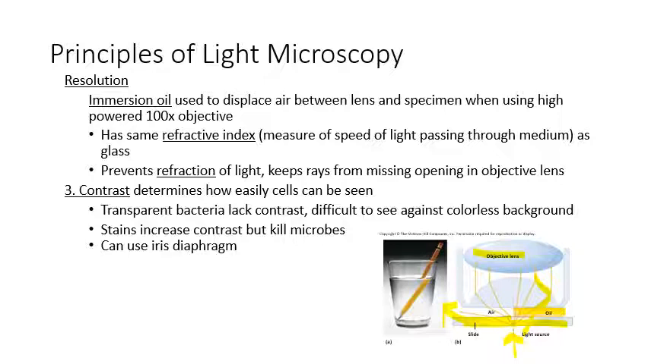Right? And the last concept that we need for microscopy, in addition to magnification and resolution, is contrast. So contrast is basically the difference between an object and its background. So being able to see some difference between the color of an object and the color of the background.